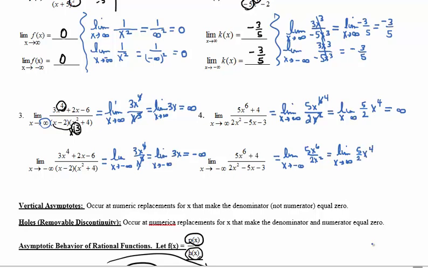Oh, sorry, again, that should be negative infinity. Plug in negative infinity, take it to the 4th power. That makes it positive. Positive infinity times 5 halves is positive infinity.